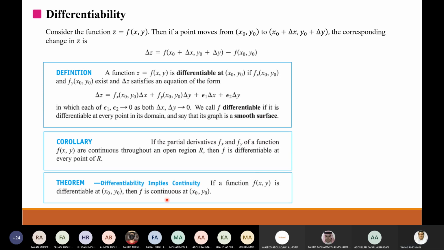Now, we also know from Math 101 that if a function is differentiable, then it is continuous. We have it here now.